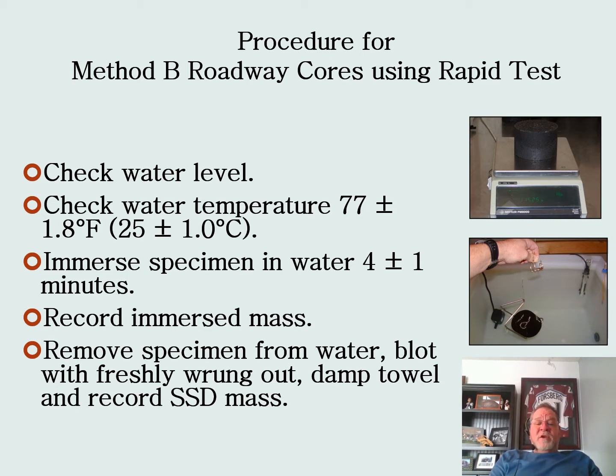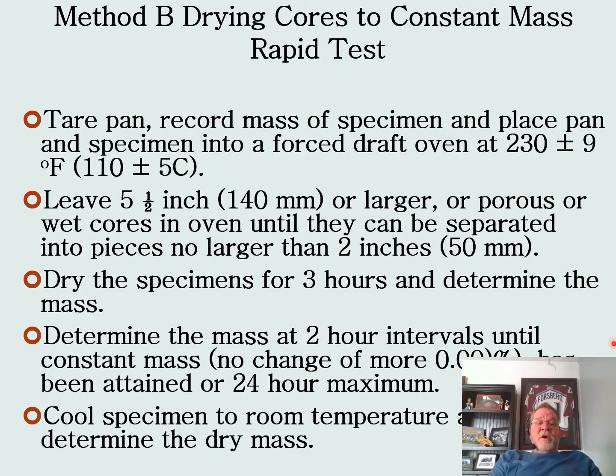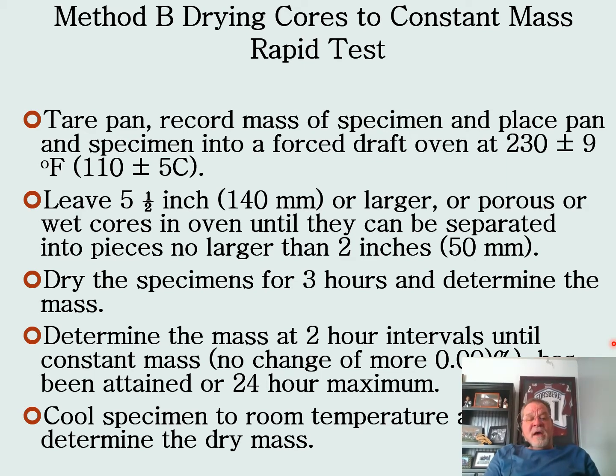You'd remove it and blot it with the freshly wrung out towel. You'd want the towel to be wetted, and then freshly wrung out, and record the SSD mass. You would tare your scale, put the sample into a pan, and record that mass. Then you'd put it into a forced draft oven at 230 plus or minus 9 degrees. If it's a 5.5 inch or 140 millimeter sample, you would leave it in there until it breaks down and the particles are no larger than 2 inches.